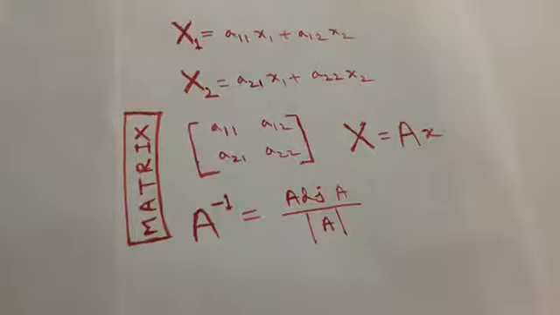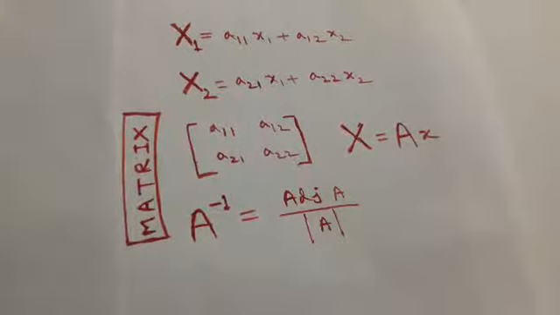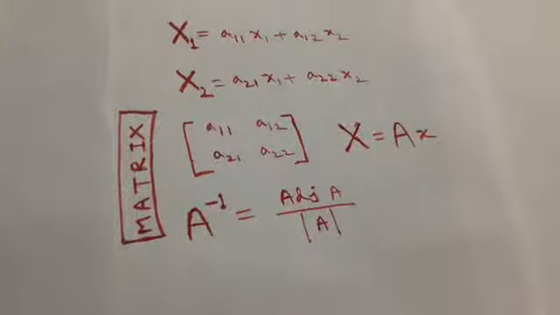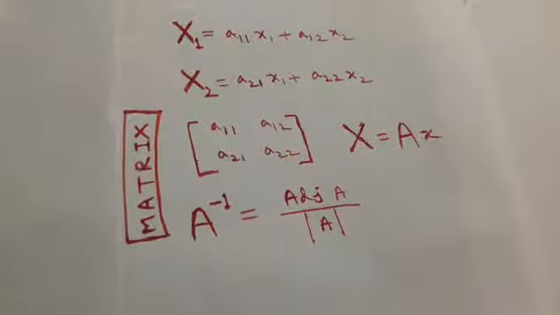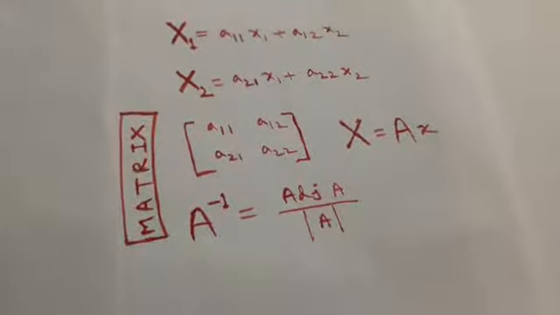One criterion must be met. When we are calculating the inverse of a matrix, the matrix must be non-singular. That means the determinant of this matrix must be non-zero. Another criterion is that the matrix must be a square matrix. Otherwise it is not possible to calculate the inverse of a matrix. Now, how do we calculate it? Let's take a look.